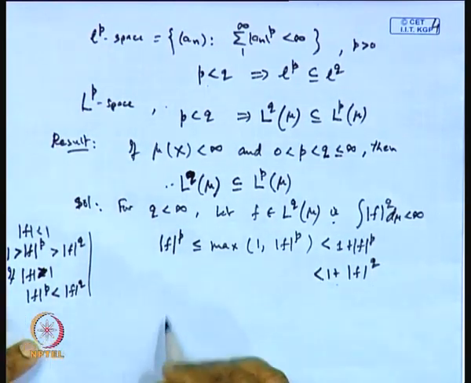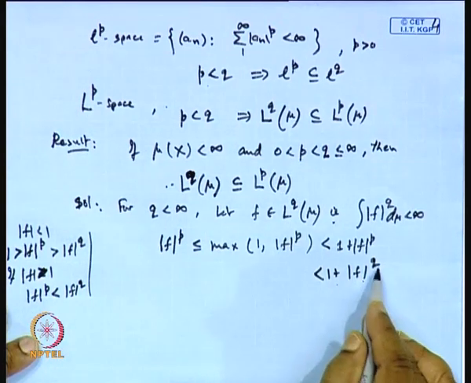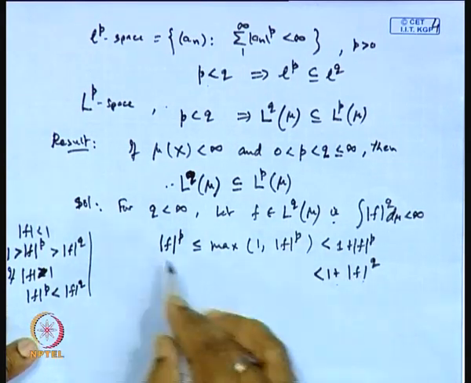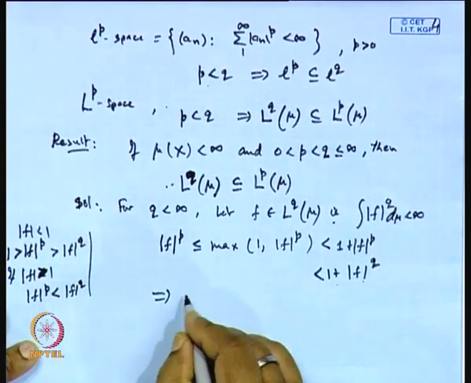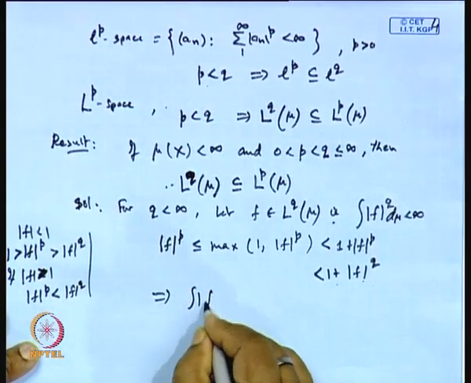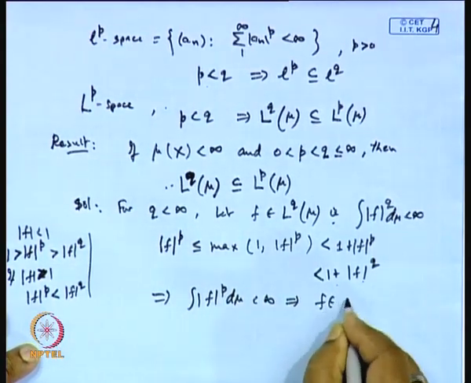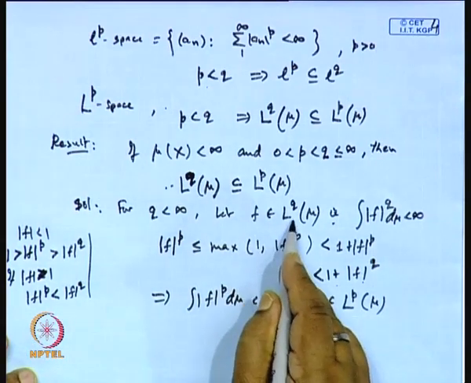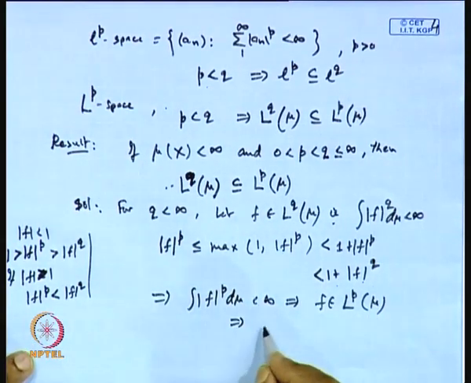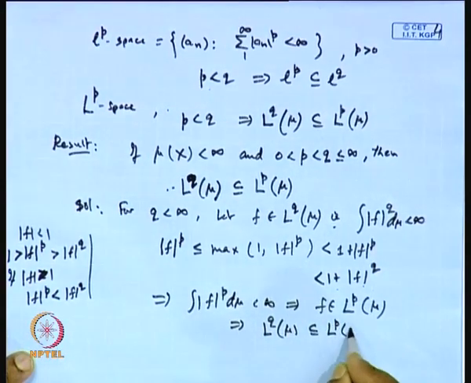So we get, now, f belongs to L^q(mu). So the integral of this is finite. Therefore, when you integrate it, we get that the integral of |f|^p d mu is finite. It implies f belongs to L^p(mu). So f belongs to L^q(mu) implies f belongs to L^p(mu). It means L^q(mu) is contained in L^p(mu).